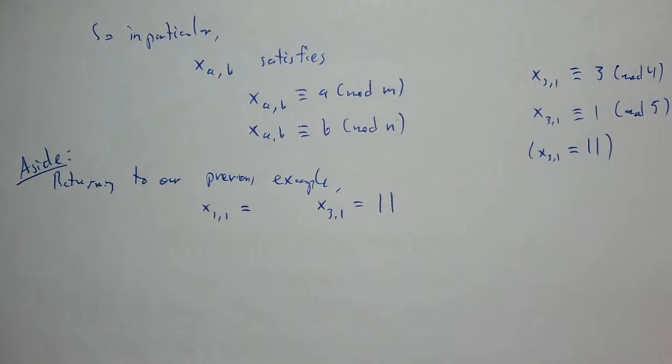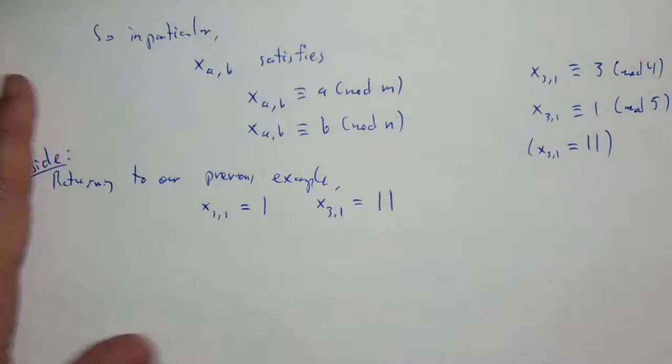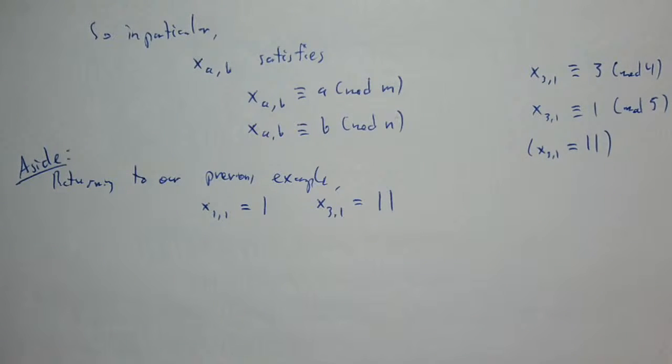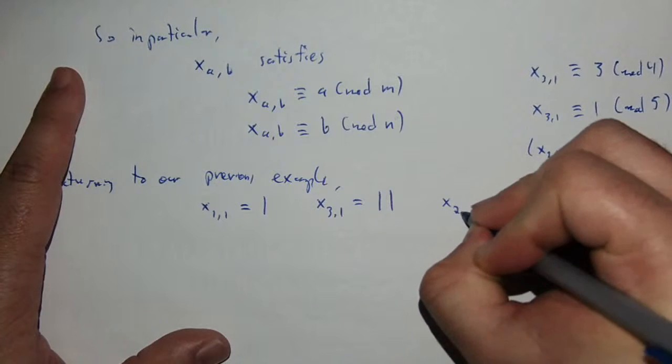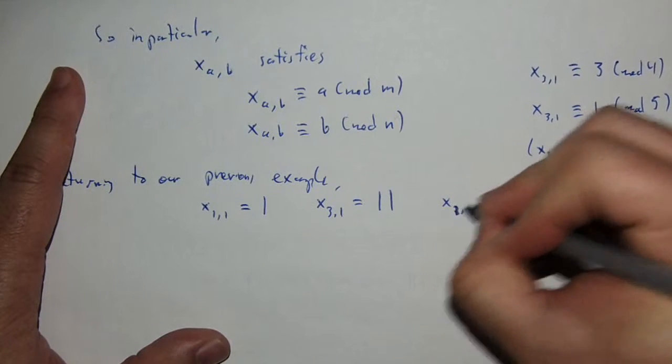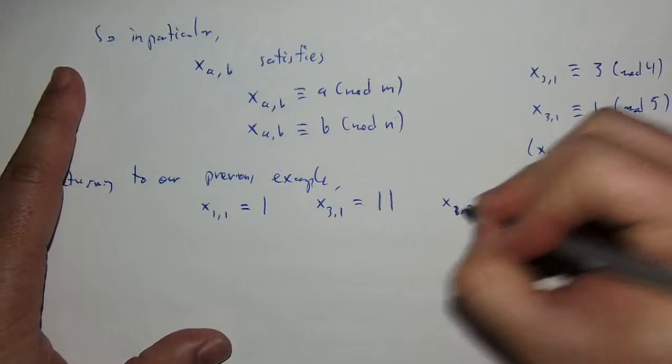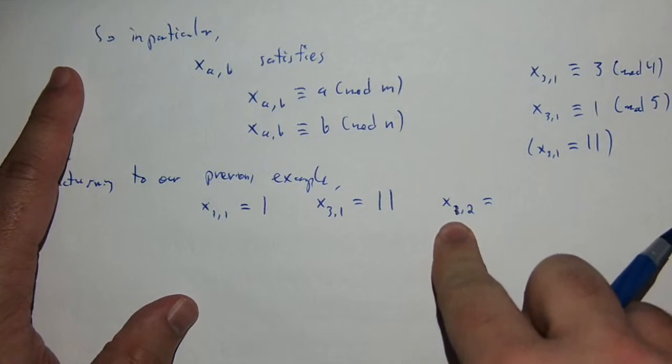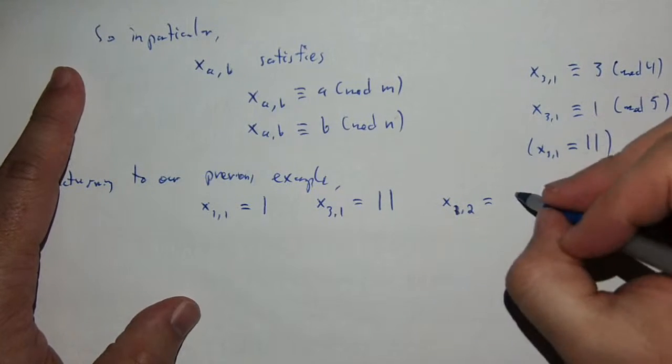And I can say that it's equal to 11 because this is unique mod mn, and I can pick the least non-negative residue class, right? Of course, all these are going to be at least 1. In fact, x sub 1, 1, since it has to be congruent to 1 mod 4 and 1 mod 5, is unique mod 20, and that's just 1. What about x sub 1, 2? It's congruent to 1 mod 4 and 2 mod 5. Well, that's 17.